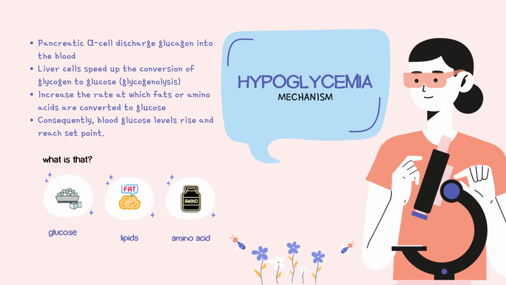Alpha cells in the pancreas release glucagon into the blood. In effect, liver cells speed up the breakdown of glycogen into glucose in the process of glycogenolysis. Other than that, the conversion of fats and amino acids into glucose also increases. As a result, the blood glucose level rises and returns to the set point. The two mechanisms of blood glucose regulation, which are hyperglycemia and hypoglycemia, have an important role in the action of glucagon and insulin.